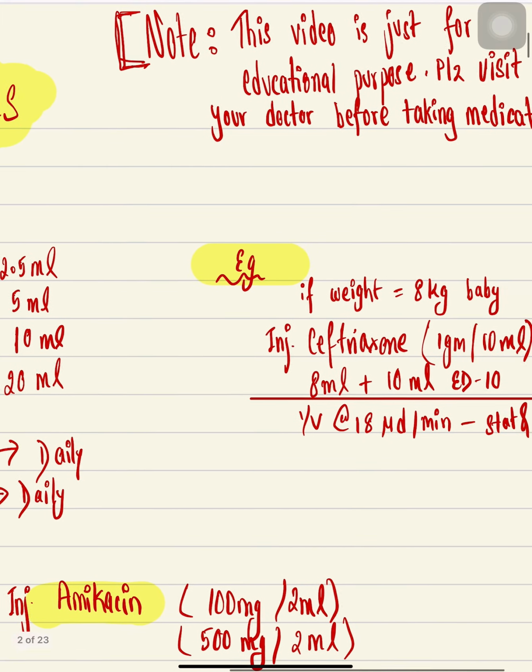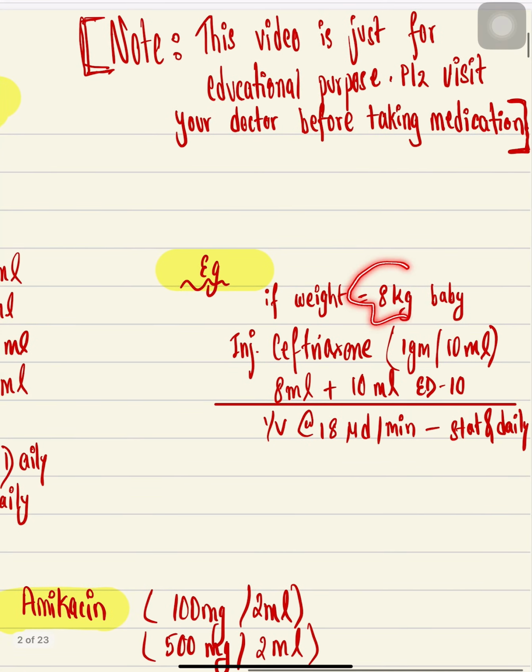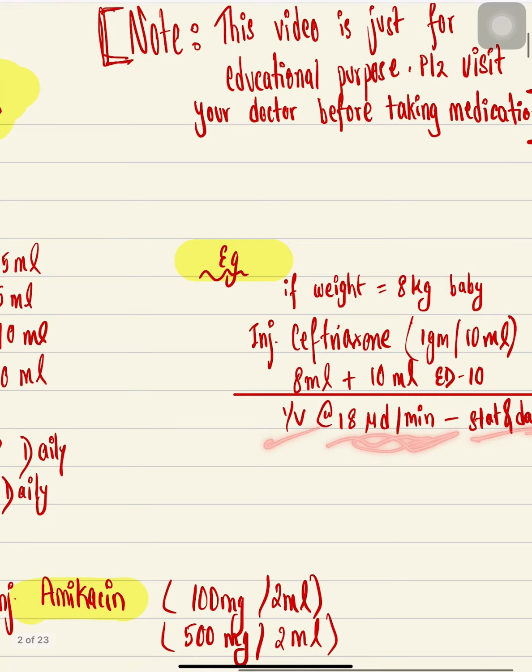Here is one example. If a baby has 8 kg, then ceftriaxone is prescribed as 8 ml plus 100 ml with electrodextane IV at the rate of 100 microdrops per minute, started daily.